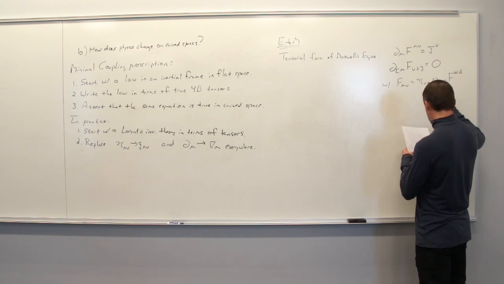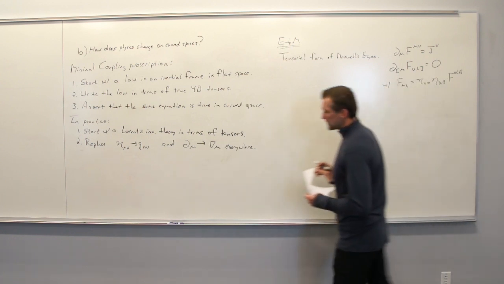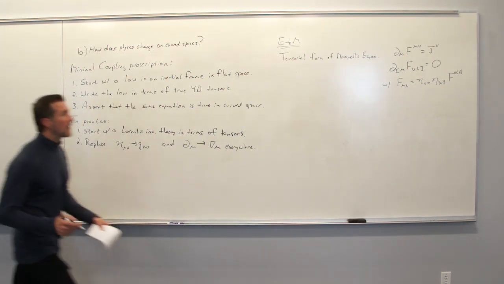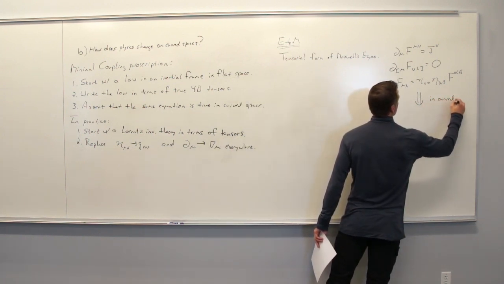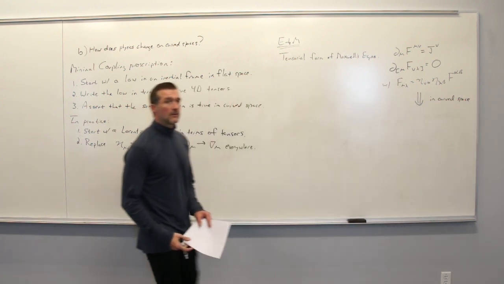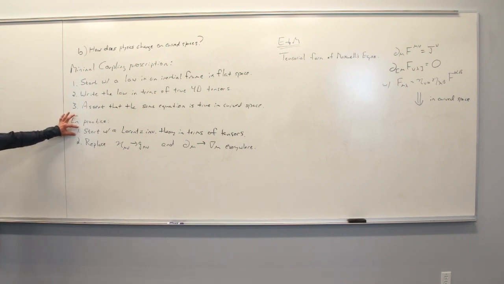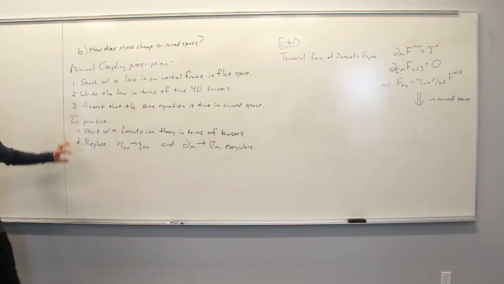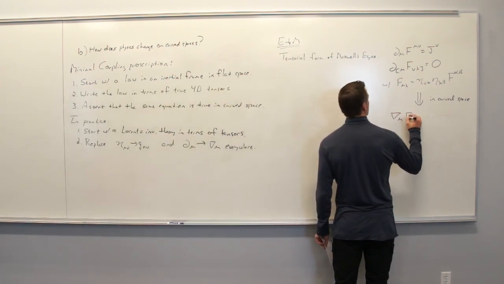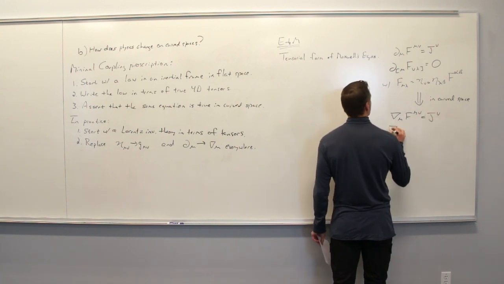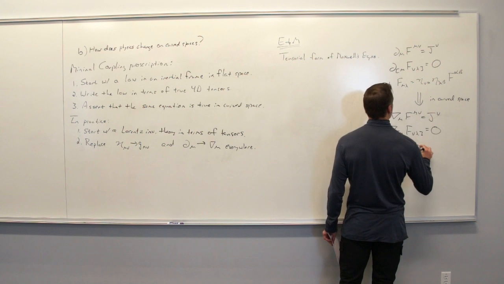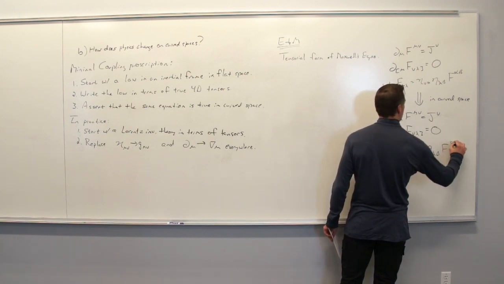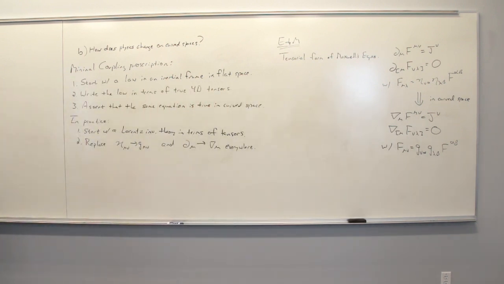To write down Maxwell's equations in curved space, we have done step one. We have written down a Lorentz invariant version of Maxwell's equations in terms of tensors. And now all we do is make these replacements. And that's it. That is electromagnetism on the curved space.